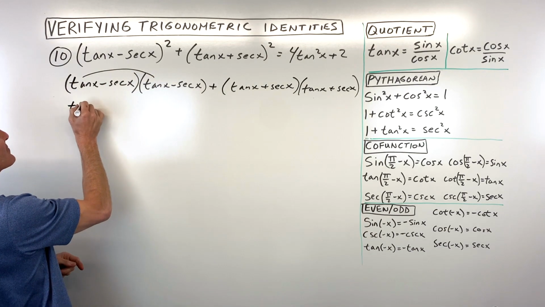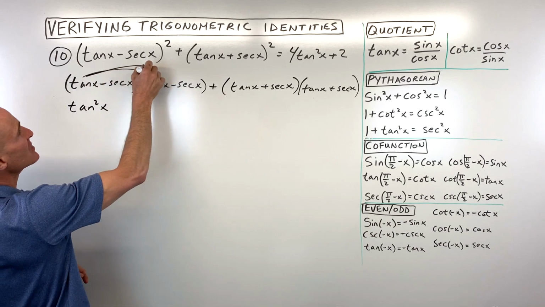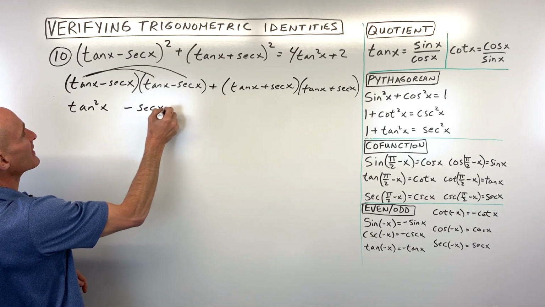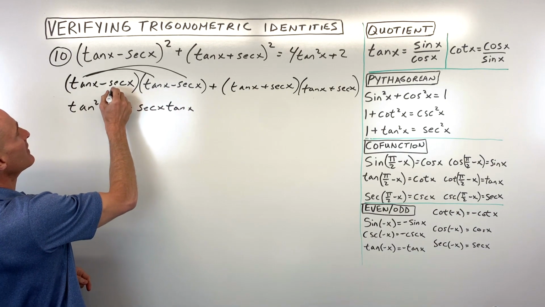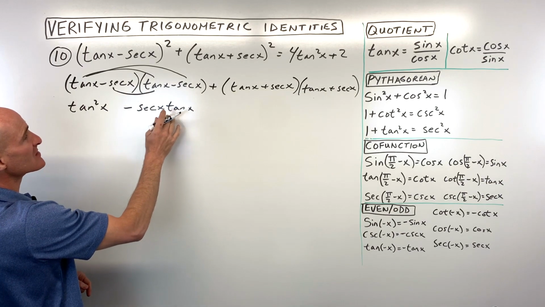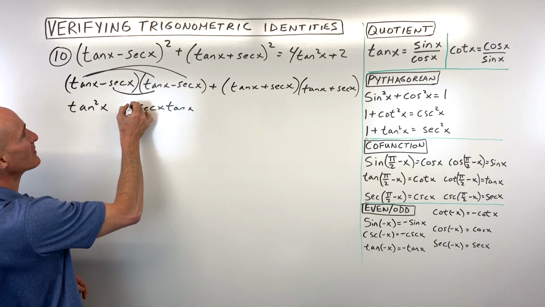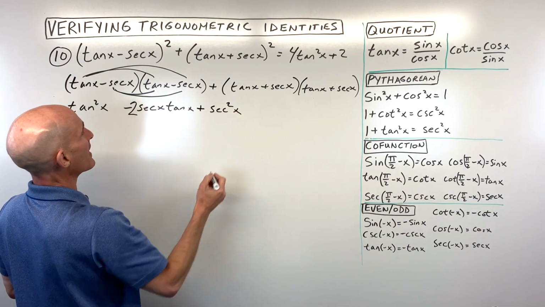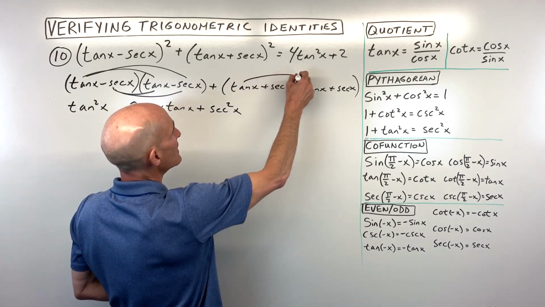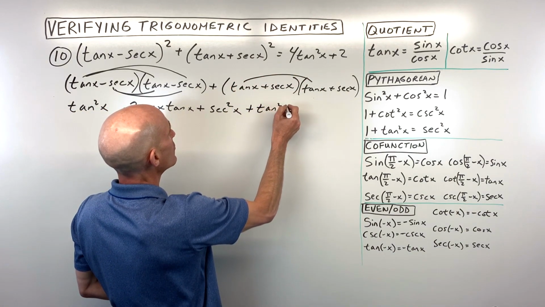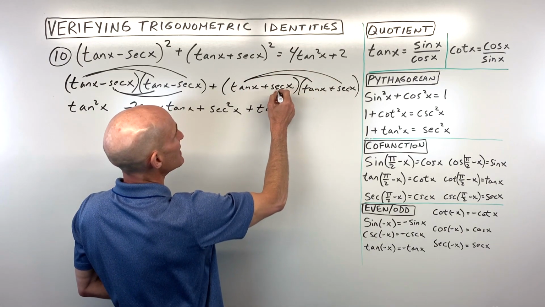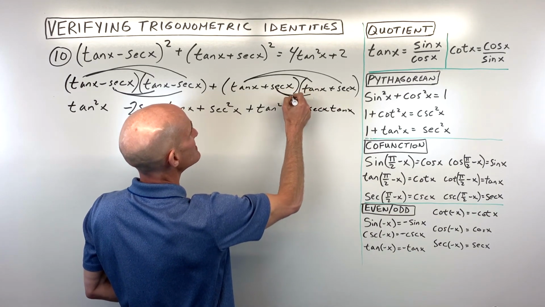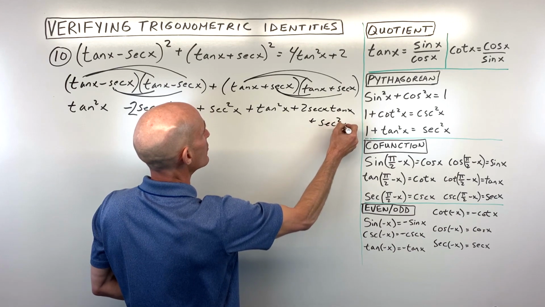So tangent times tangent gives us tangent squared. Tangent times negative secant x gives us negative secant x tangent x. Then negative secant x times tangent x is another negative secant x tangent x, so I'm going to write negative 2, okay? And then negative secant x times negative secant x is positive secant squared x. Now over here, if we distribute, tangent times tangent is tangent squared. Tangent times secant is secant tangent, and another secant tangent, which is 2 secant x tangent x, and secant times secant is secant squared x.